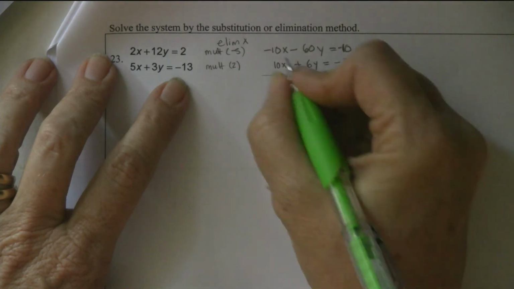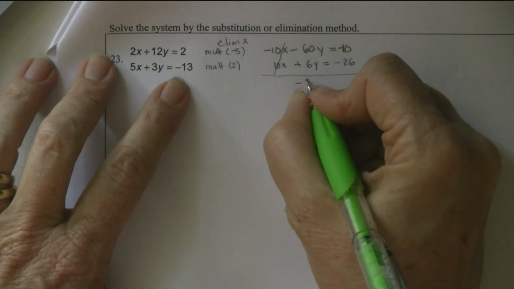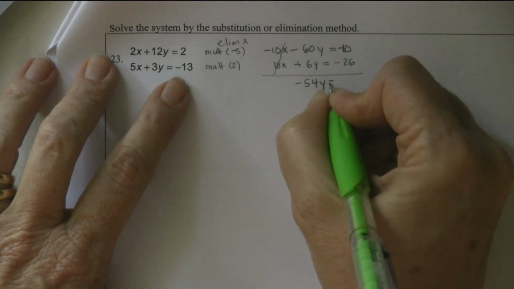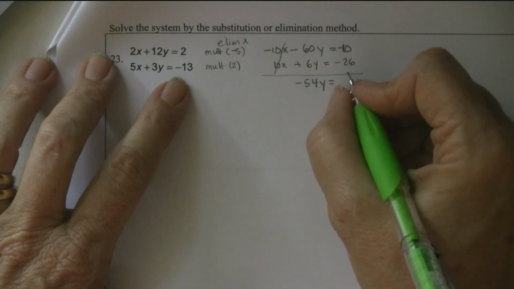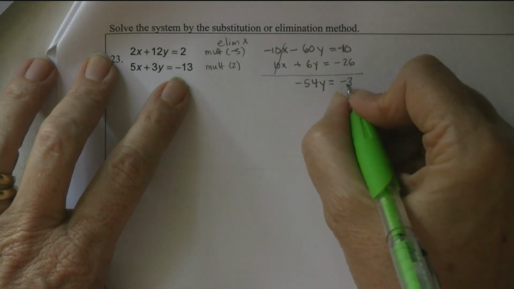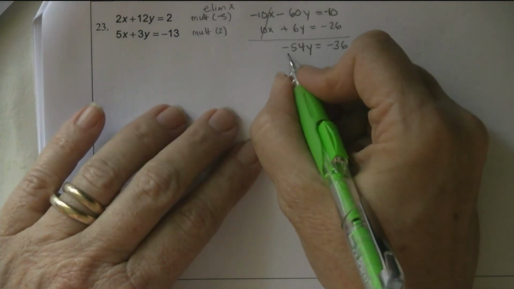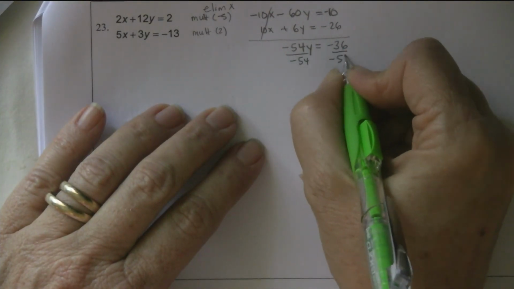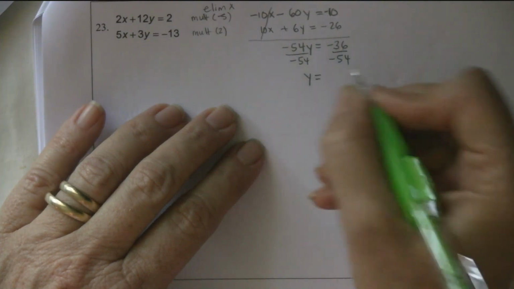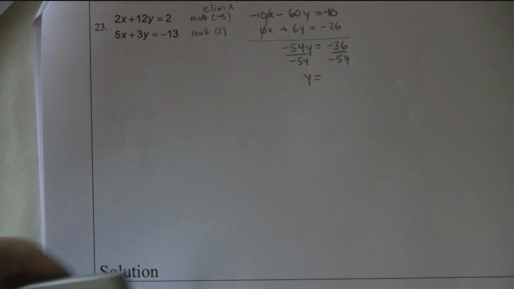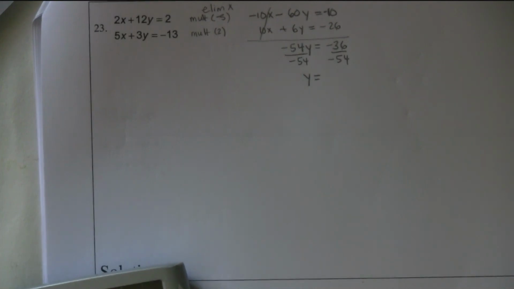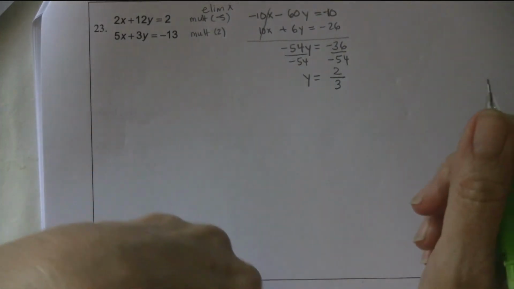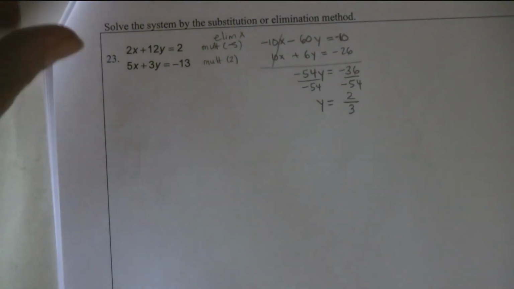And when I add these equations together, I get -54y equals -36. And when I divide by -54, I'm going to know what y is. And it's not particularly a wonderful value, but it's not the worst value in the world either. It's a fraction. Fractions happen. It's a pretty nice fraction. It's 2/3, right?